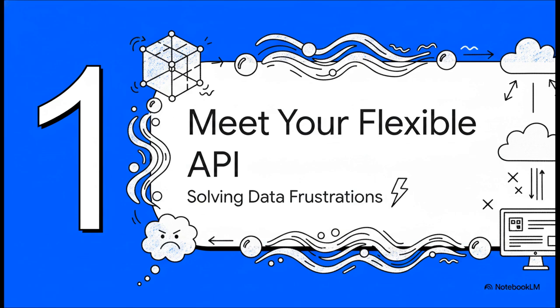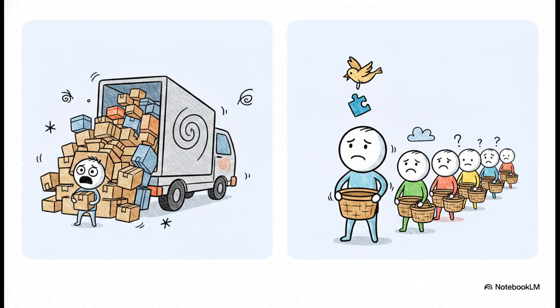All right, Section 1, meet your flexible API, or as I like to call it, solving those massive front-end data frustrations. You see, GraphQL was created to solve two huge headaches: overfetching and underfetching. Overfetching happens when an API returns way more data than you actually need. Imagine calling an endpoint just to display a user's first name, but the server dumps their entire profile, order history, and account settings right into your lap. It's a massive waste of bandwidth.